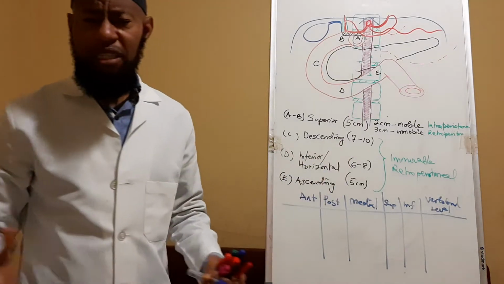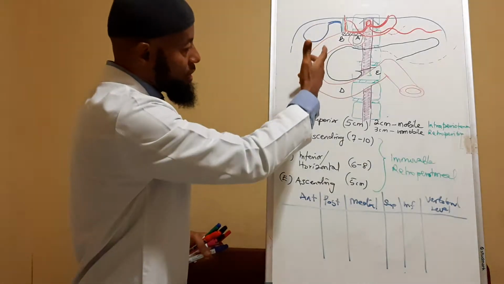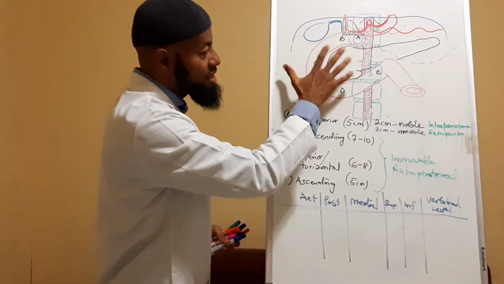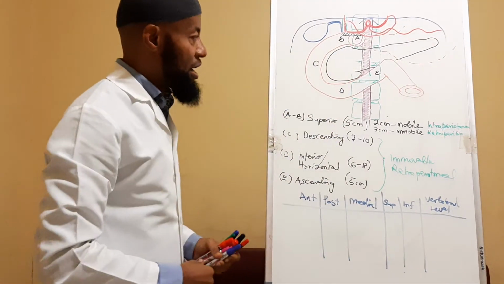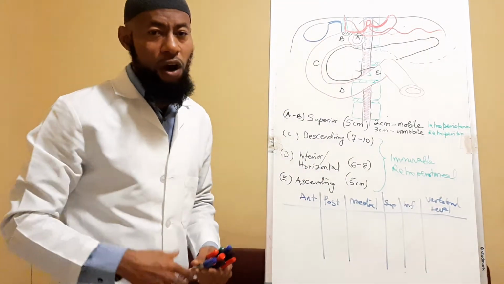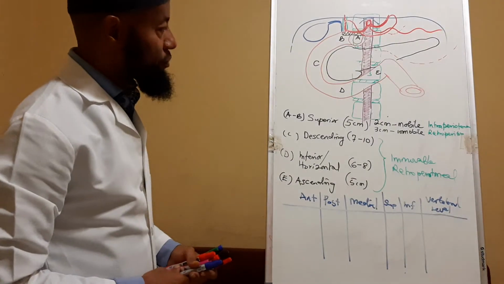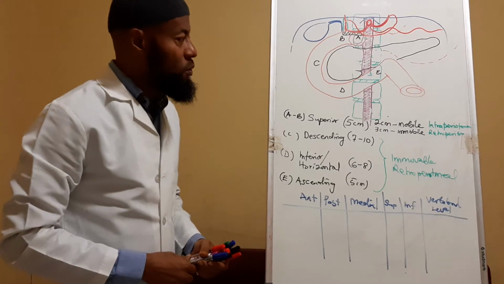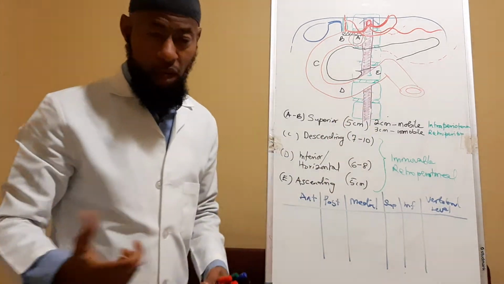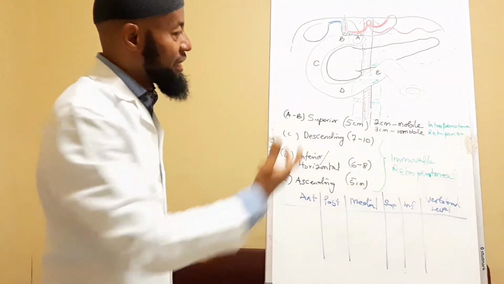How about the descending part? The descending part is 7 to 10 centimeters. That's the descending part of the duodenum. Now the descending part is very interesting because there are a lot of things in the descending part which we're going to talk about later on. Anteriorly, what are the structures that are found in the anterior aspect of the descending part of the duodenum? Those structures would most likely be the transverse mesocolon and of course the transverse colon. So those are the structures that are found in the anterior aspect.